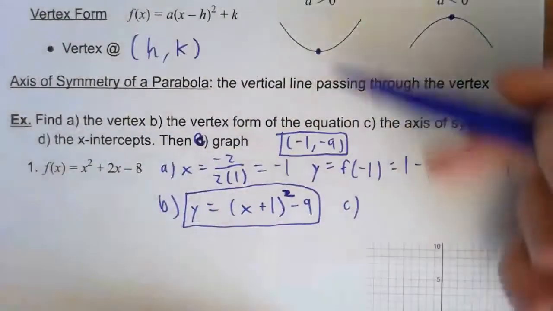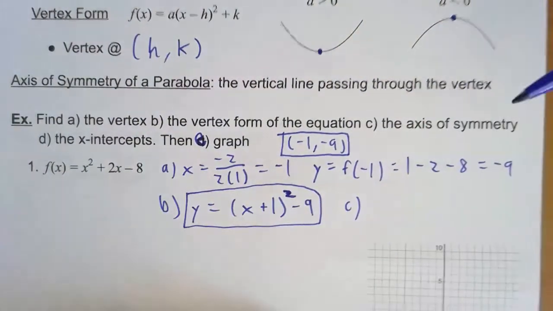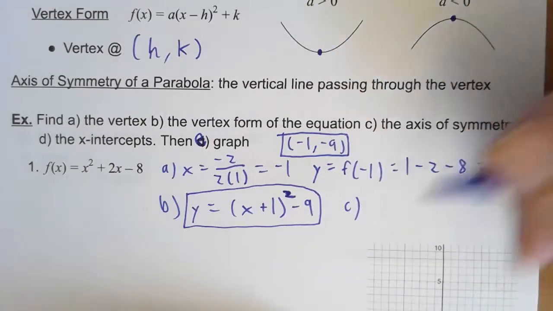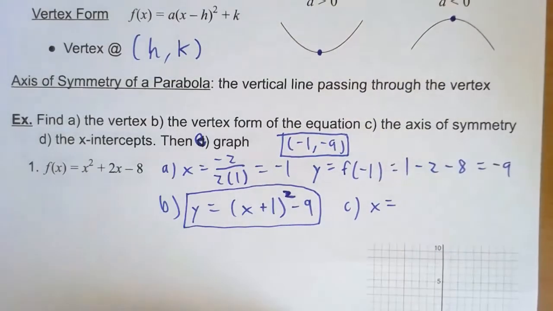So the axis of symmetry is a vertical line. Well, we know the equation of a vertical line always starts with x equals.